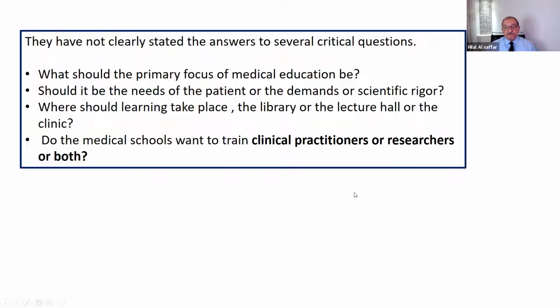The other issue we have to answer is that every medical institution has to ask the following questions. What should the primary focus of a medical school be? What should the medical school graduate? Previously, I told you, I imagine the medical school as a factory that has a certain product. What kind of specification should that product have? Should it be produced for the need of the patient and the society, or focus on the scientific rigor of that graduate? Where should the training take place? At tertiary teaching hospitals, or at primary healthcare, or a mobile clinic? Do the medical schools want to train clinical practitioners, or researchers, or both? These questions have to be asked and answered by each medical institution graduating medical students.